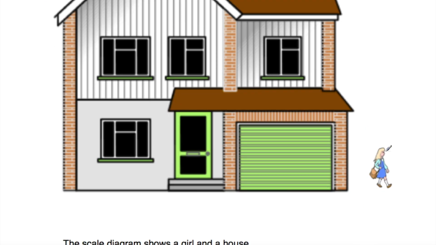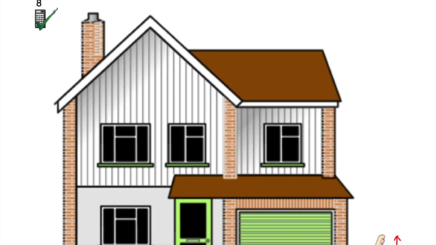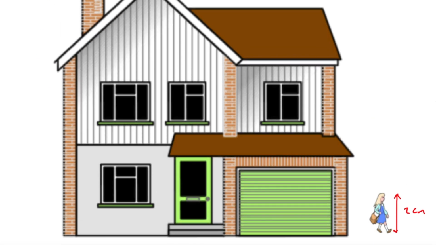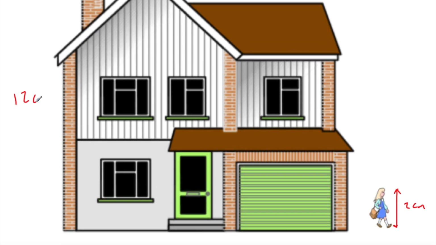So what I've done, going by my A4 printout, is measure the height of the girl, and on my piece of paper the girl is 2 centimeters. Then with a ruler and pencil, I marked the top of the house, went down to the bottom, and measured the height of the house, and I found it to be 12 centimeters. So the girl is 2 centimeters on my paper, and the house is 12 centimeters on my paper.